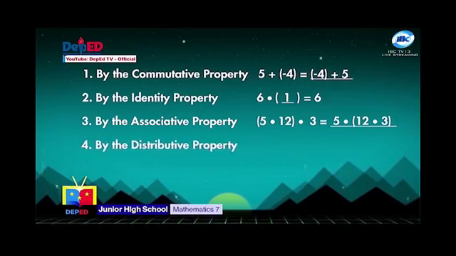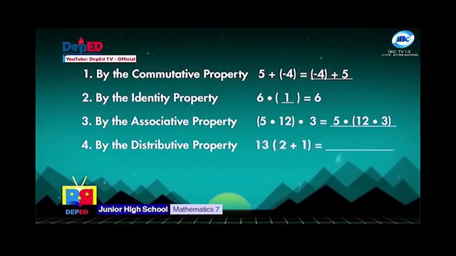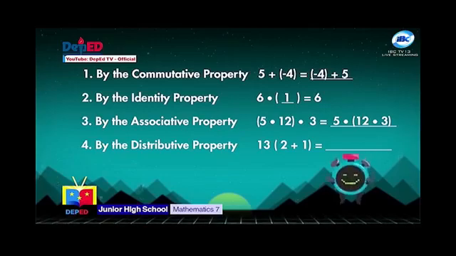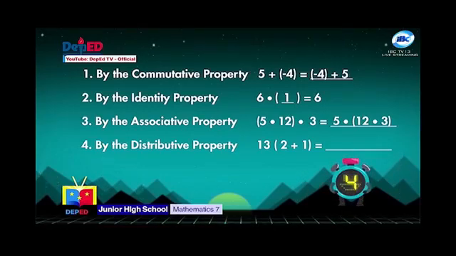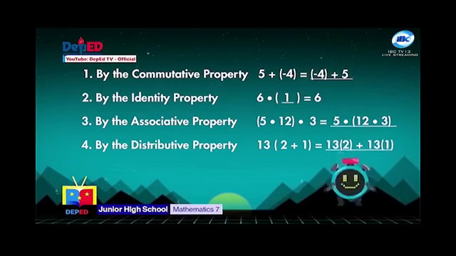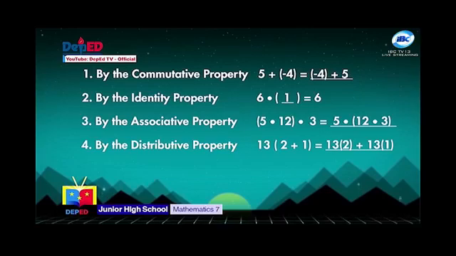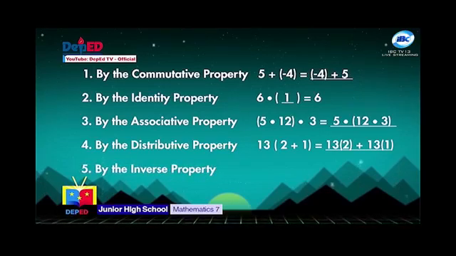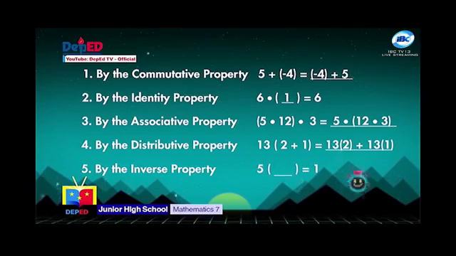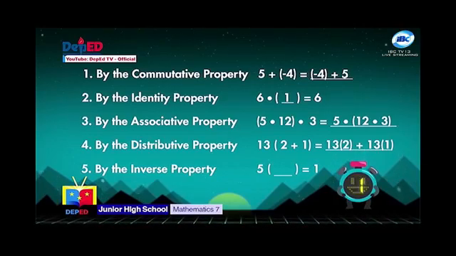Number 4. By the distributive property, 13 times the quantity of 2 plus 1 is equal to... Timer! The answer is 13 times 2 plus 13 times 1. And for the last problem, number 5. By the inverse property, 5 times blank is equal to 1. Timer! The answer is 1/5.